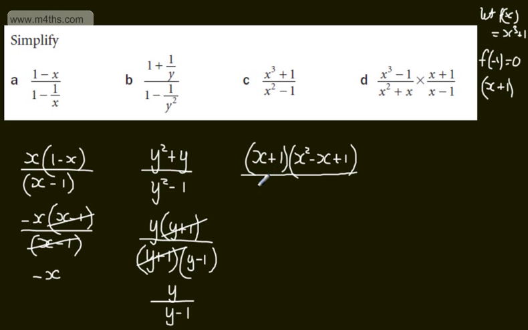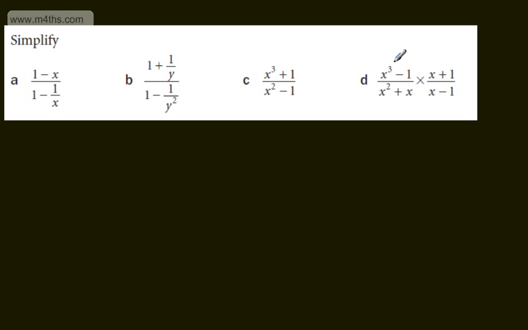I'm now going to factor the denominator as the difference of squares. That will be x plus 1, x minus 1. All we need to do is cancel those off, and we've got now x squared minus x plus 1 over now x minus 1. Okay, let's move on to the next one.